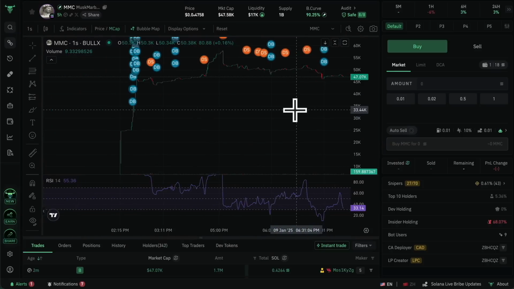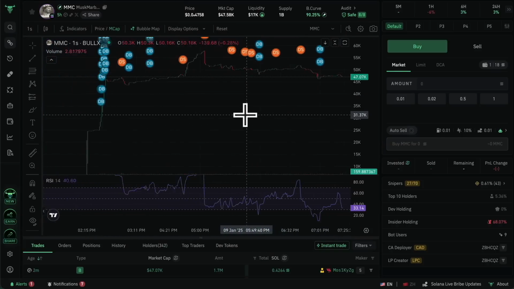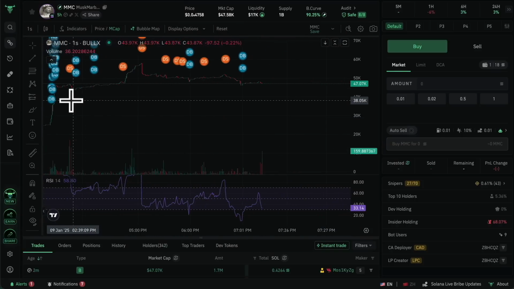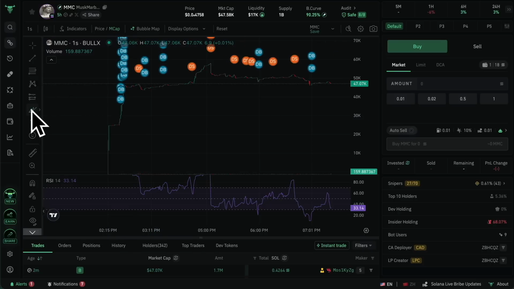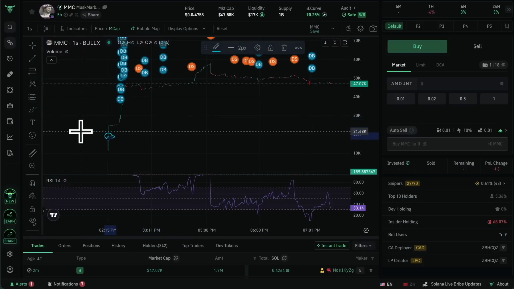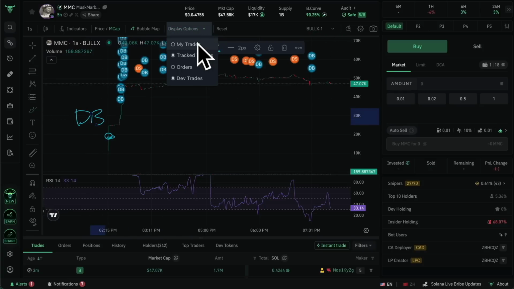We're going to click on this chart now and have a quick look at the chart as well. Now let's talk about dev buying and selling whilst we're on this page. So in a nutshell, at the beginning, when the coin is launched, that's usually when the dev has made their first purchase. So you'll see a sign, DB, there.